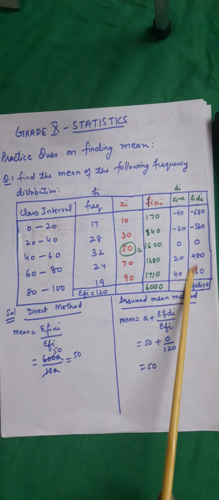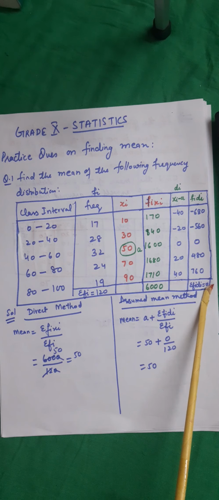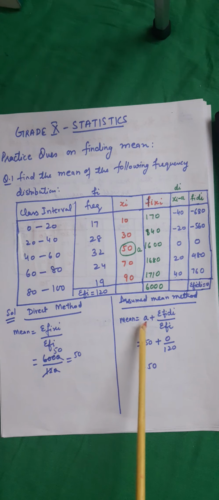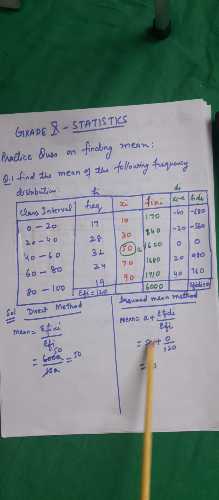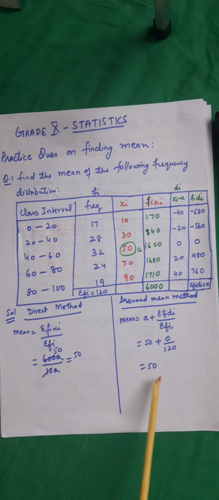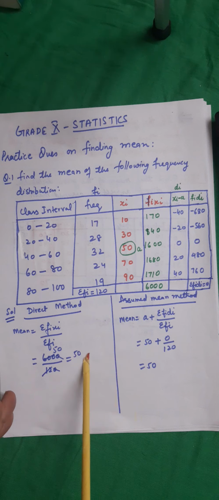Now calculate the sum. Sum of all these is 0. That means sigma fi di is equal to 0. Now what is the mean? Mean is given by this formula. So just put in the values. A is 50, sigma fi di is 0, and sigma fi is 120. That means this is equal to 50. Hence we have verified that whether we find the mean by the direct method or by the assumed mean method, we get the same answer.